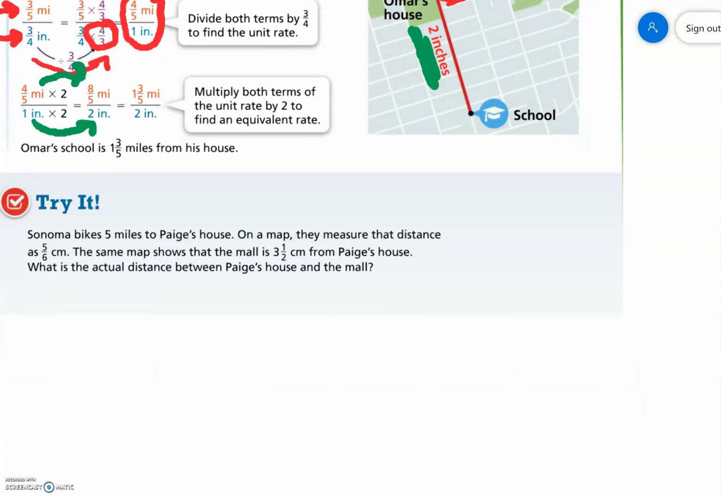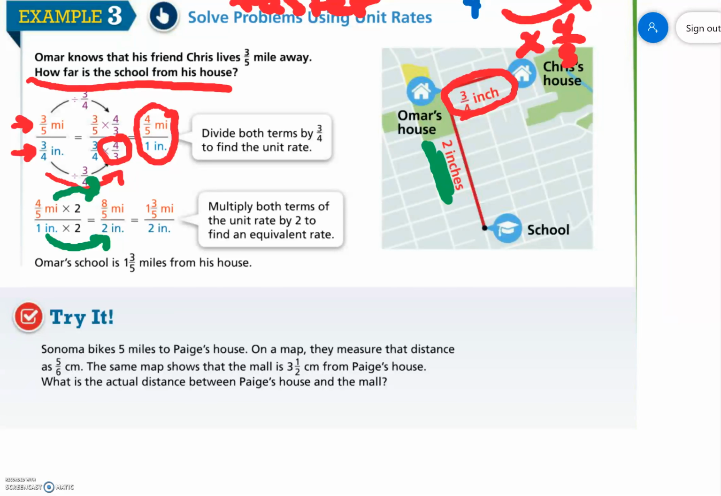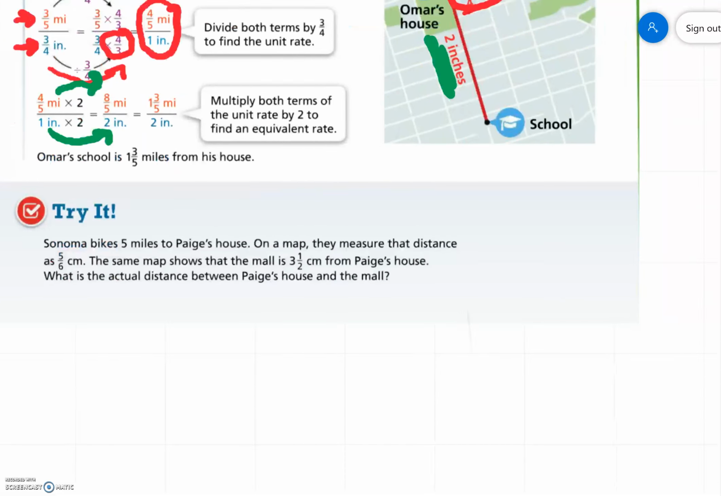Sonoma bikes 5 miles to Paige's house. On a map, they measure the distance as 5.6 centimeters. The same map shows the mall is 3.5 centimeters from Paige's house. What is the actual distance between Paige's house and the mall? So we're doing the same sort of thing as the example above. I want you to pause the video, try it on your own, and press play when you're ready to go over it.